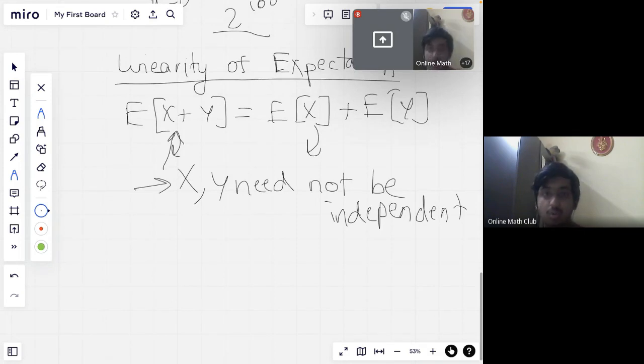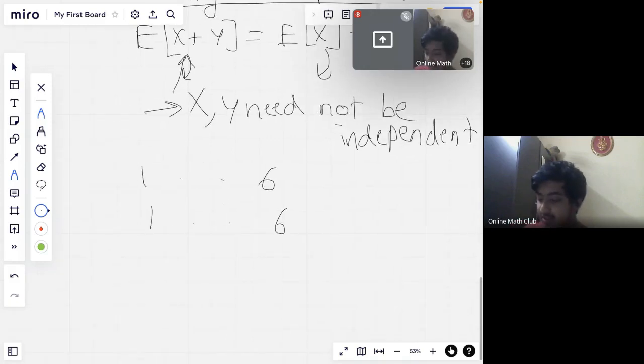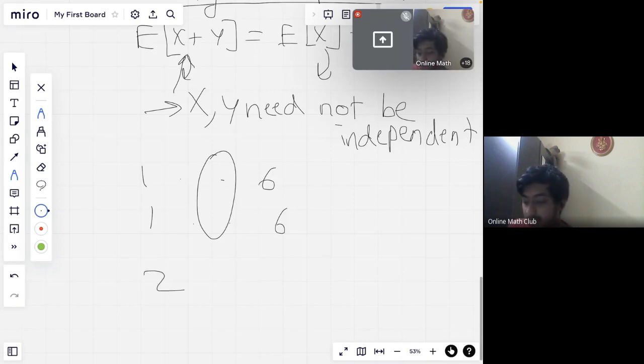Okay, so let's take an example. Let's say you roll two dice, 1 to 6 and 1 to 6. What is the average value of the output, like of the sum of the numbers? You can get values from 2 to 12. So what is the expected value of the output?